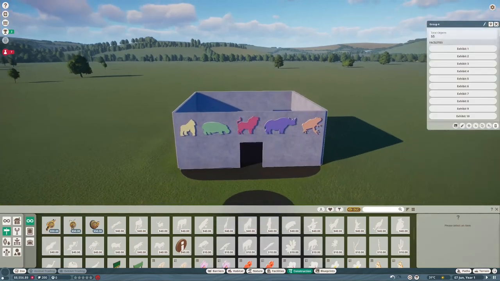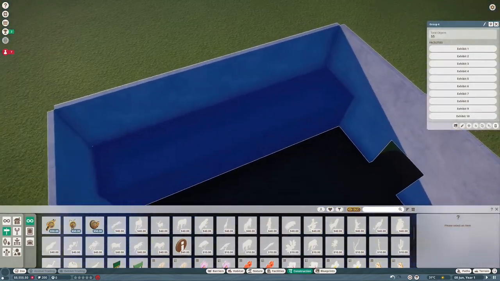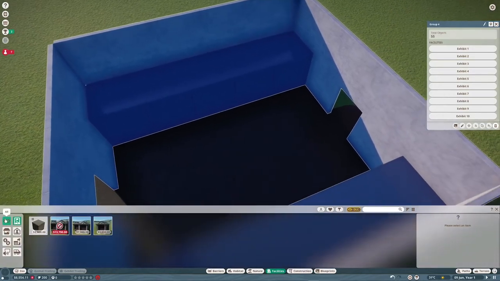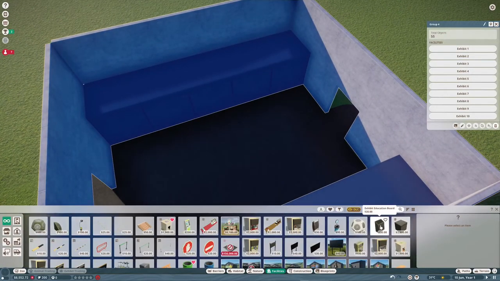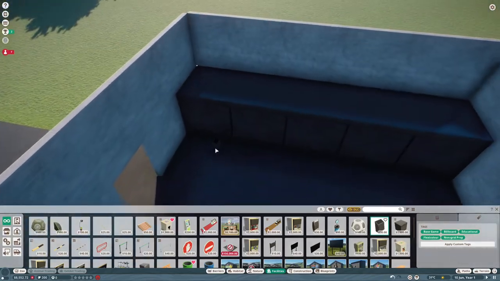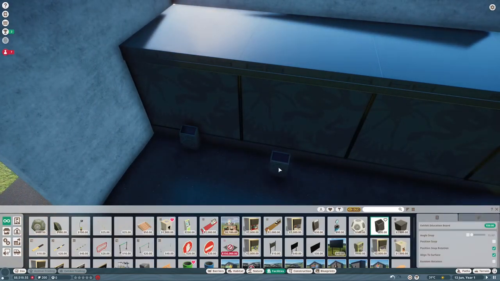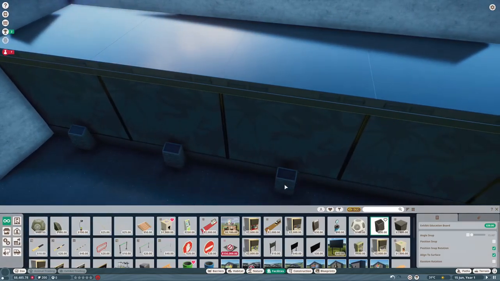It's okay. Right, let's get editing the inside of this building. So facilities, first thing that we want to do is place these little signposts here, or educational boards, because that helps a lot.